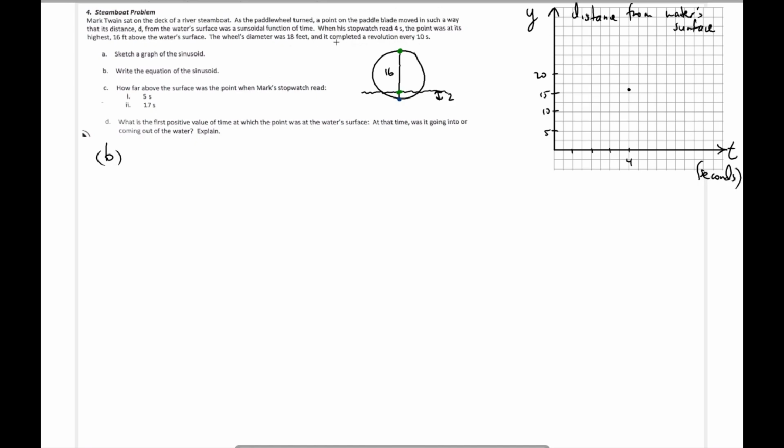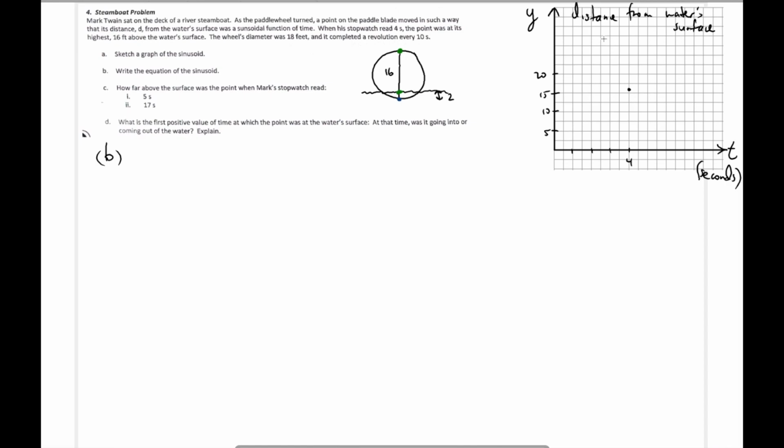Now, it says that the revolution is every 10 seconds. All right, every 10 seconds is the revolution. So what does that tell us? That tells me that 5 seconds is exactly half the period, right? Because 5 is half of 10. So 10 seconds is a full sinusoidal wave, and 5 seconds is exactly half of it.